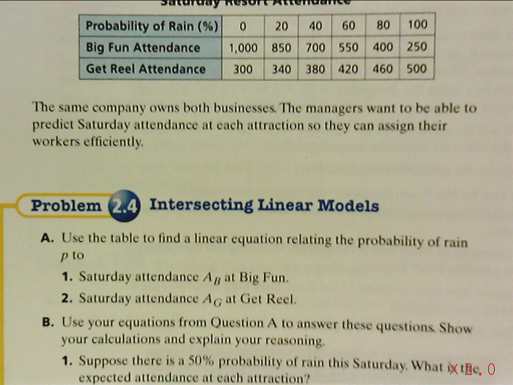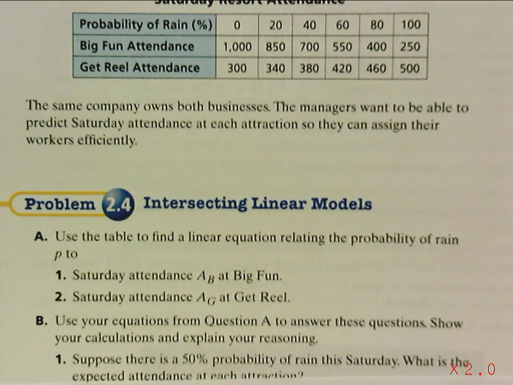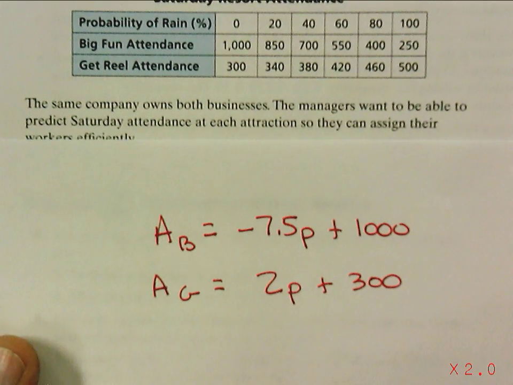So this is the second part of problem 2.4. We just, in a previous video, looked at the table and found the equation for the two amusement parks and how the probability of rain affected those two parks' attendance. And so we came up with these two equations.